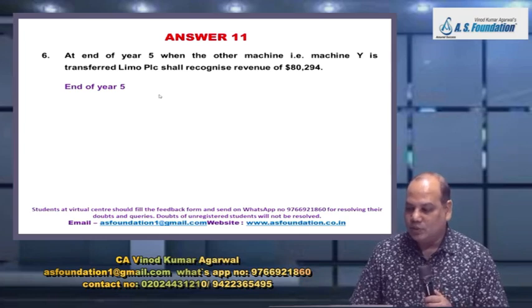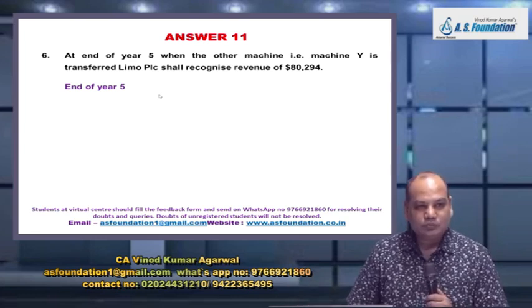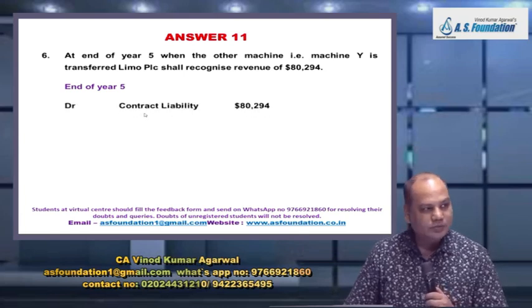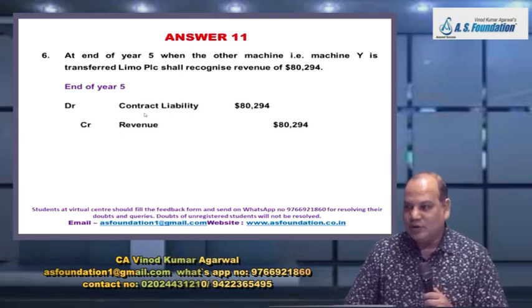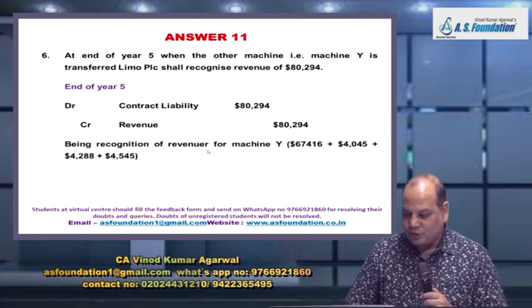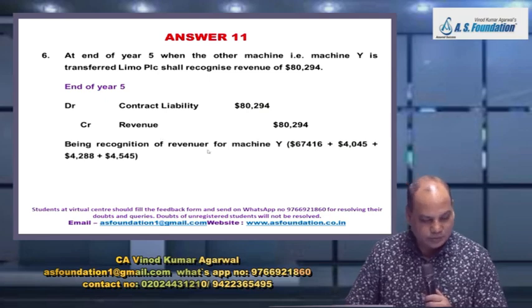Tell me the total amount now in your books. 50,000. Is it 80294? Have you checked or copied? Very good. Contract liability account debit to revenue account 80294 being recognition of revenue.